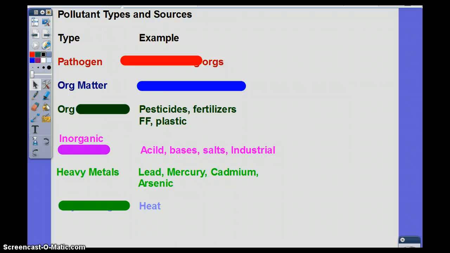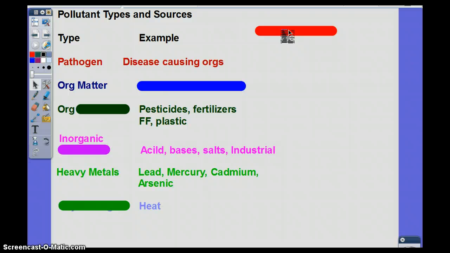So a pathogen, what is that? I just told you a little while ago. Who was listening? What's a pathogen? Organisms. Good. Bacteria is an example. Any disease-causing organism is a pathogen. So bacteria, viruses. If you all watch the video, you're gonna hear some bad words.